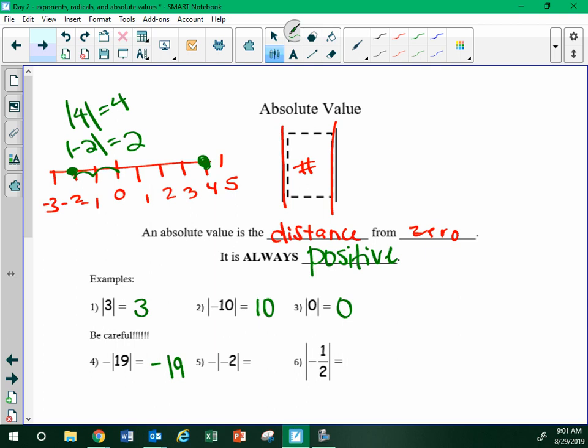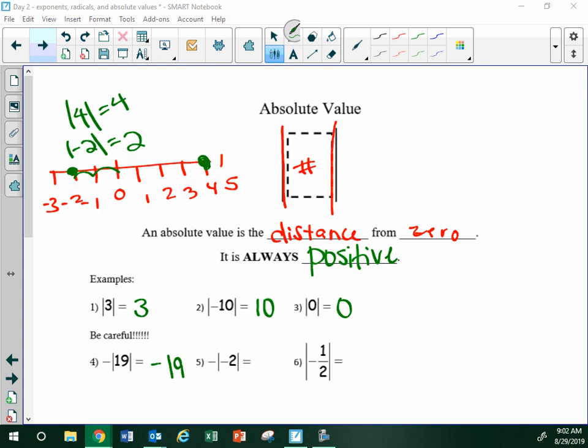Wait, I don't understand. This negative is not inside the absolute value, so the absolute value can't get rid of it. The absolute value can only get rid of negatives inside. So we have to leave that negative sitting in front. Then we ask ourselves, what's the absolute value of 19? It is 19. We've taken the absolute value, so we can remove those bars. So basically, we just rewrite the thing without the absolute value bars. Again, absolute value can only change negatives inside, not outside.